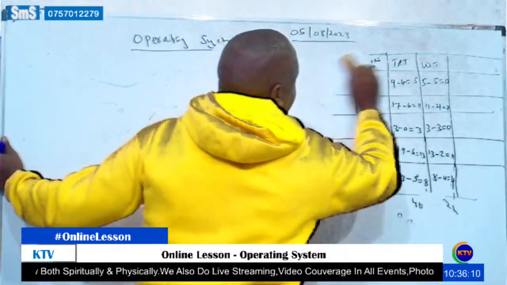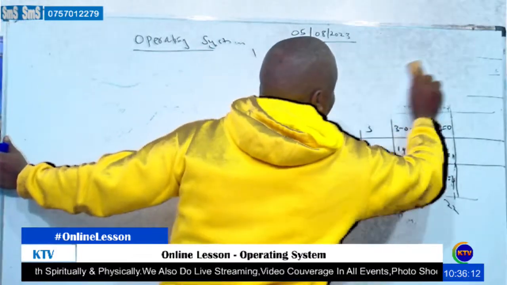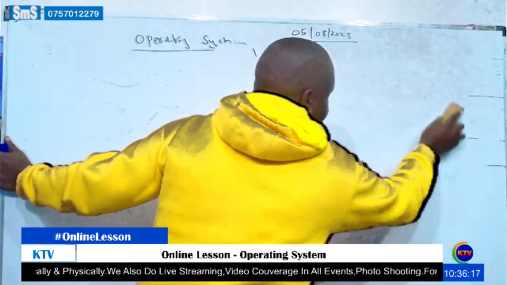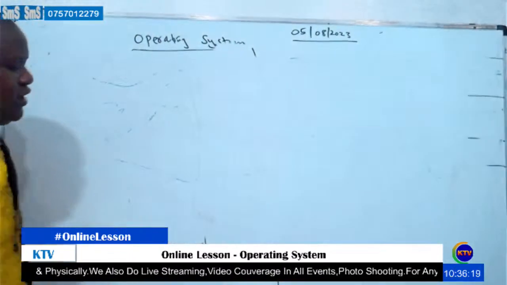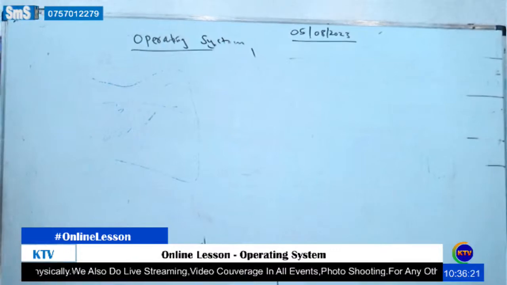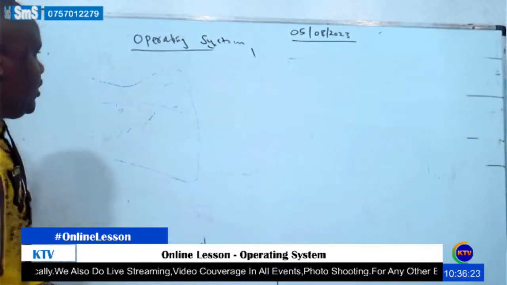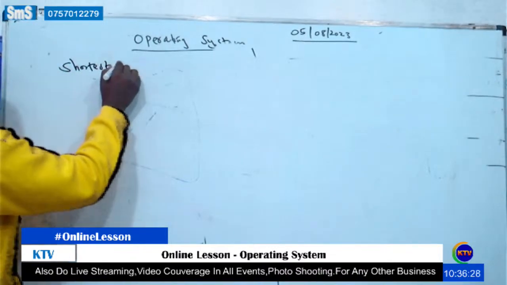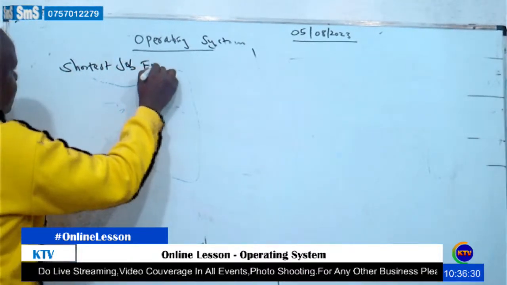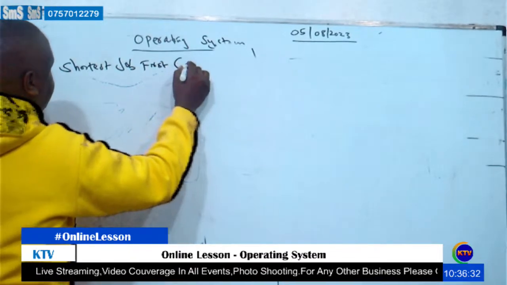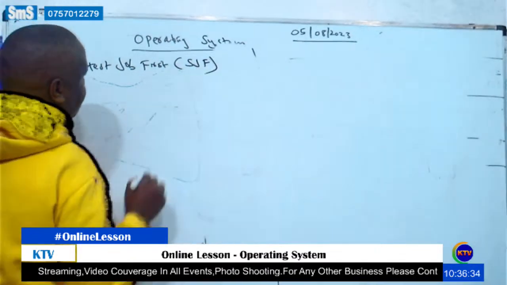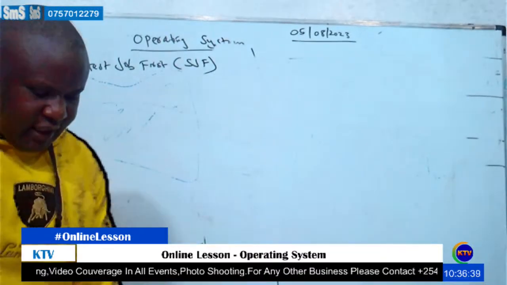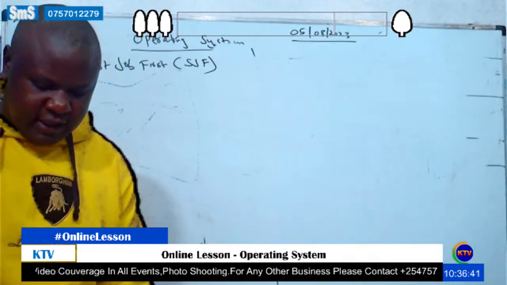Now the second one we want to look at. We have talked about first come, first serve. We now move on to the second algorithm. The second algorithm that we'll discuss is shortest job first. We call it SJF. Shortest job first. So let's now look at the shortest job first.